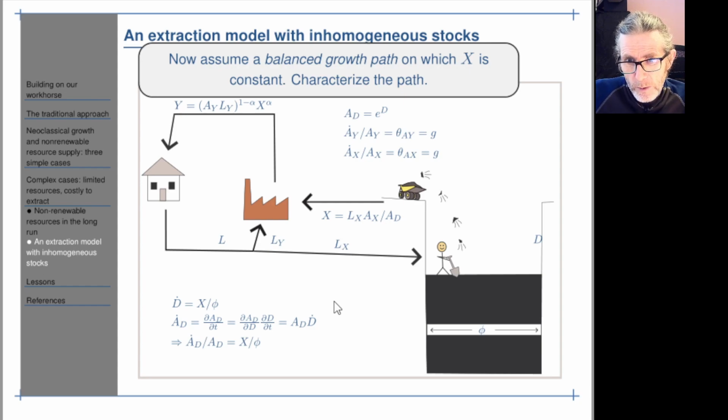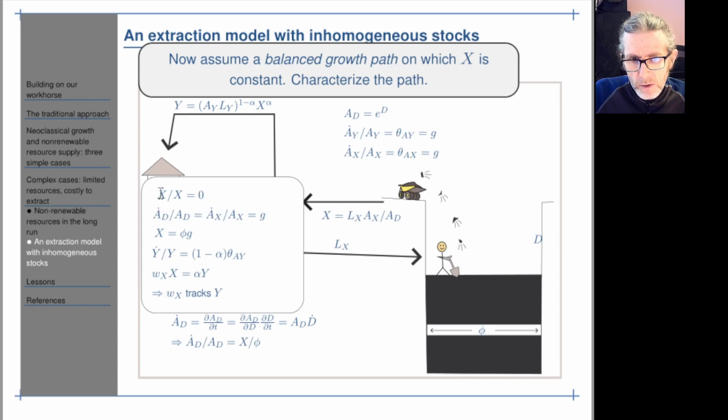So we're going to assume that such a phase exists. It's a balanced growth path on which x, the extraction rate, is constant. And then we know, actually, from the Cobb-Douglas, that that means that the price has to grow at the growth rate. Characterize that path. So what happens on that path? So we're told by assumption that x dot over x is 0 on that path. Okay, x is constant. So that tells us that A_D dot over A_D is also constant. Okay, but what is the level of A_D dot over A_D?